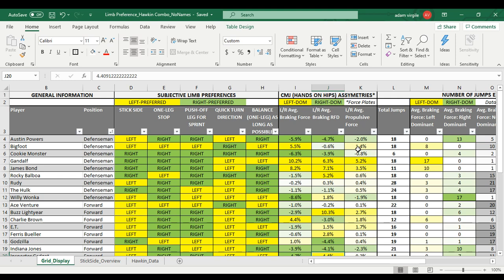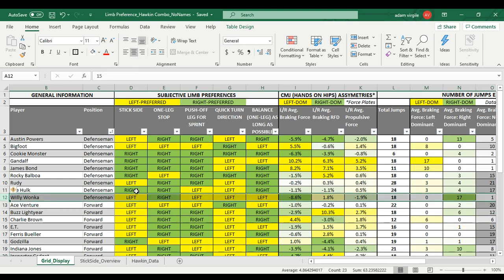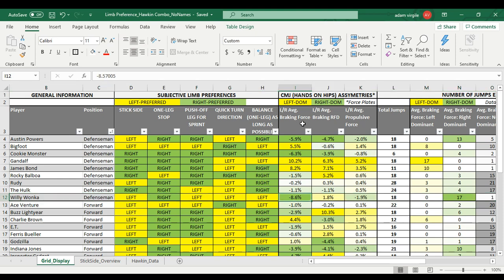And actually, another thing is that these profiles oftentimes don't reflect limb preferences. An example is this Willy Wonka guy. He has a left-handed stick. He prefers to do most things on his left limb on the ice, yet he presents with a left-right average braking force asymmetry favoring his right limb when he performs counter movement jumps. The relevance of this, I don't know. The clinical significance of this, I don't know. But I do know that it's worth investigating further.